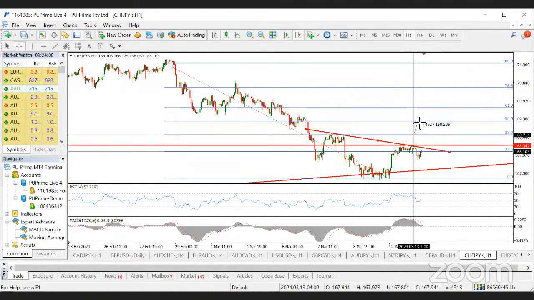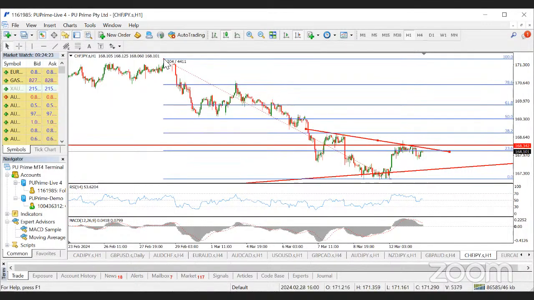To Fibonacci 50 can give as much as 49 pips. To Fibonacci 61.8 can give as much as 100 pips. So there's an expected volatility, very strong one on this instrument. So don't miss this opportunity to make profit on CHF JPY today.